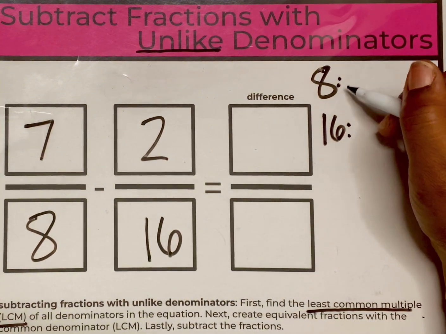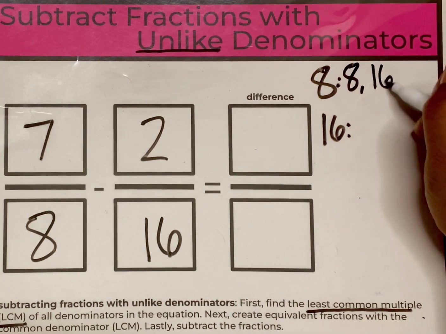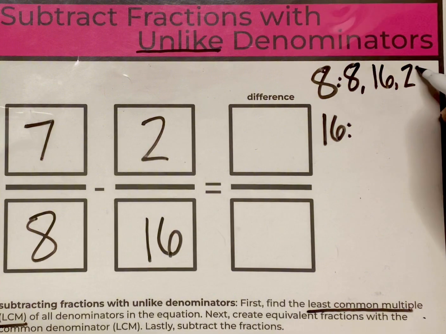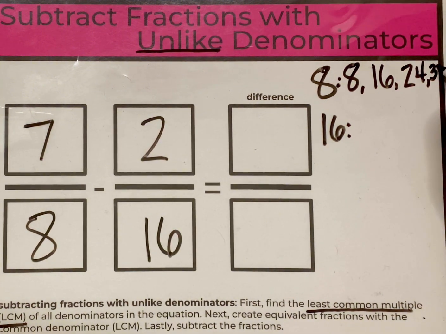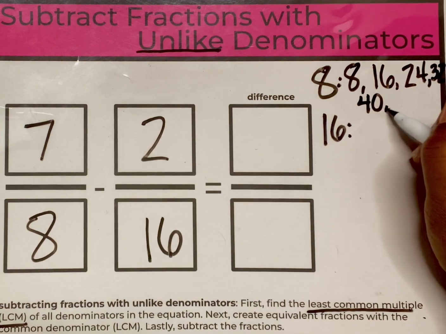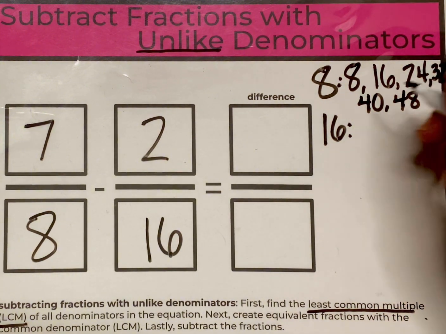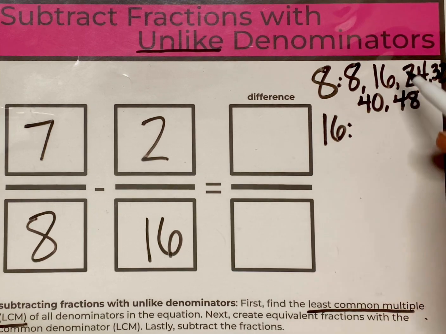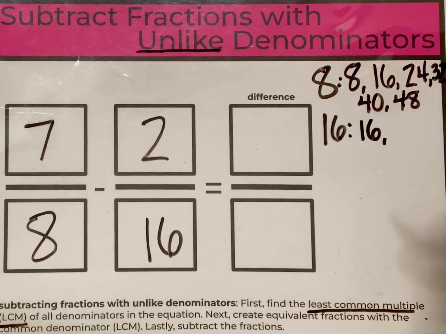So the first multiple of 8: 8 times 1 is 8. 8 times 2, 16. 8 times 3, 24. 8 times 4, 32. 8 times 5, 40. 8 times 6, 48. We can stop there. I normally tell students to do about 5 or 6 multiples. Actually, if you notice, we already have 16, but because we're practicing the skill, let's do the multiples of 16.